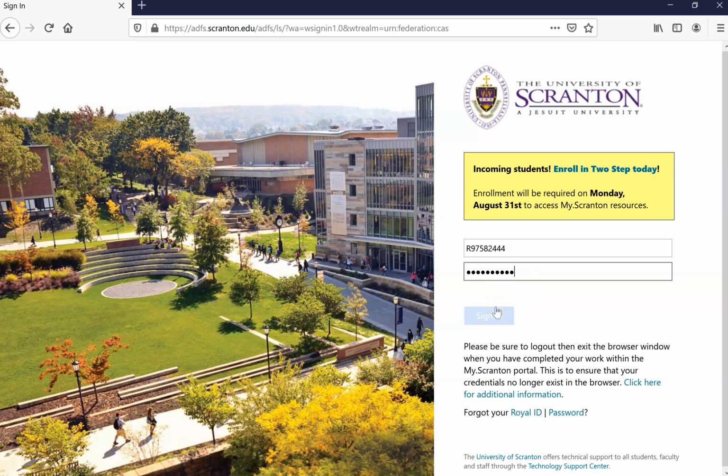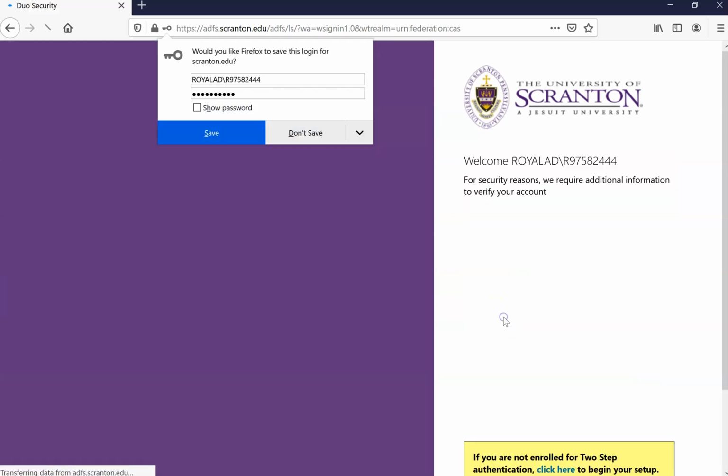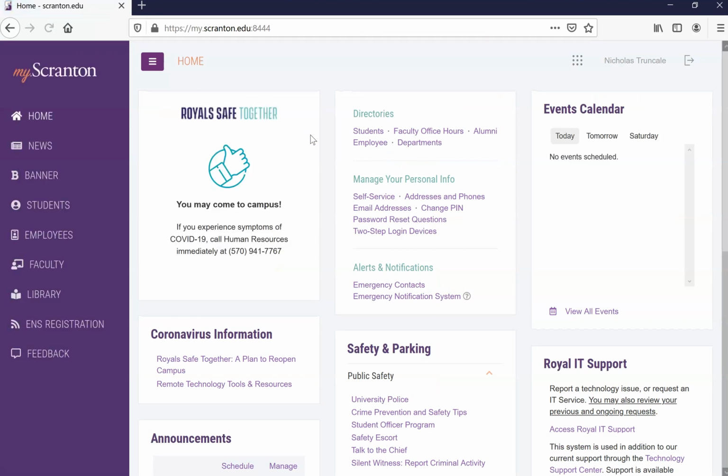I once accidentally typed the password in the username field, and then I had to go change it, because once you get in here, you could basically do anything. Oh, by the way, did you do your You Can Come to Campus thing today? I know a lot of people are going to forget just because it's new, but really try to do that as much as you can, because that'll also help with contact tracing.